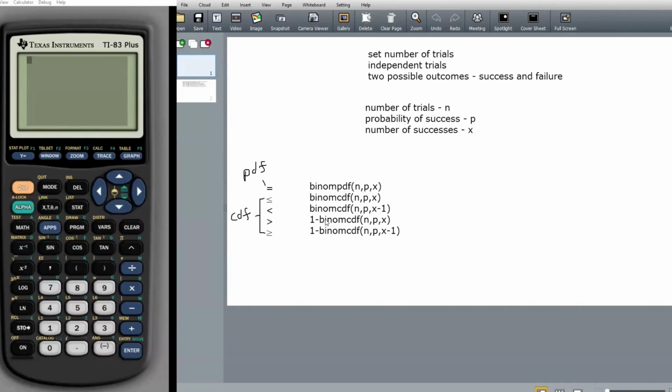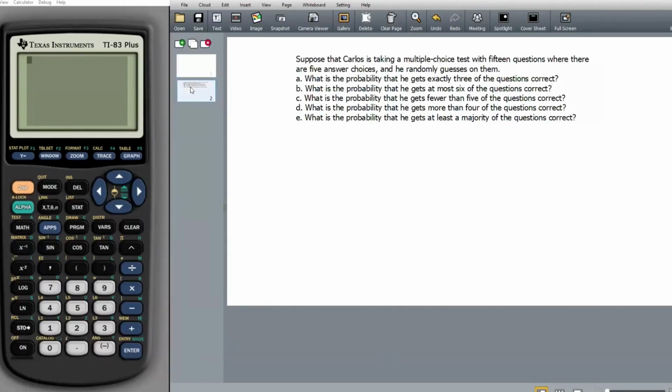Now, I am going to go over some example questions to show what this might look like in a real problem. For my scenario, it says, suppose that Carlos is taking a multiple choice test with 15 questions where there are 5 answer choices, and he randomly guesses on them. Before I can calculate my probabilities, I have to first determine, is this a binomial distribution?